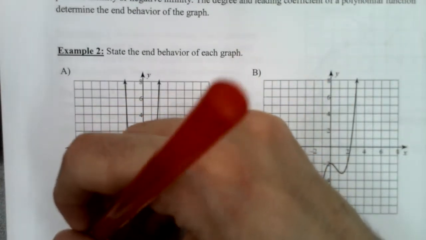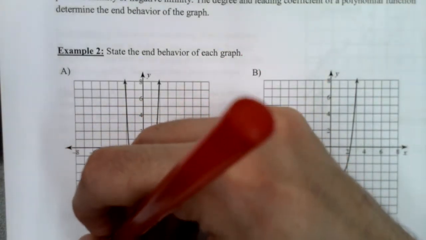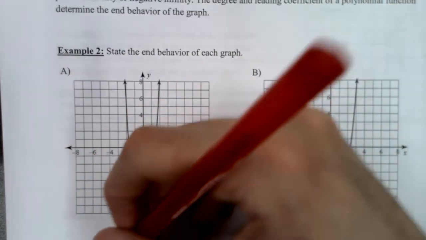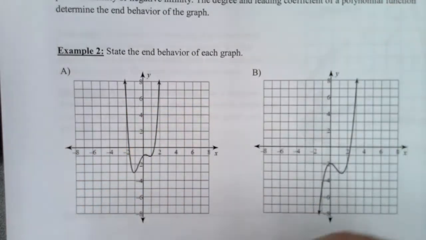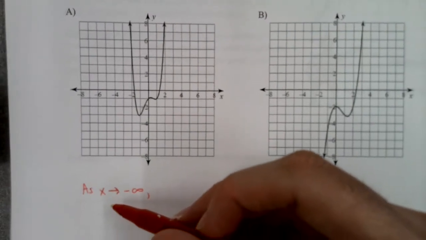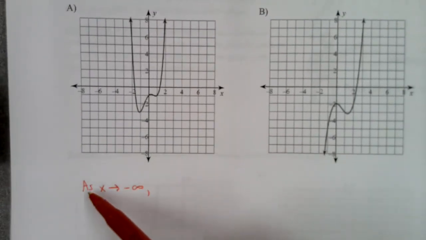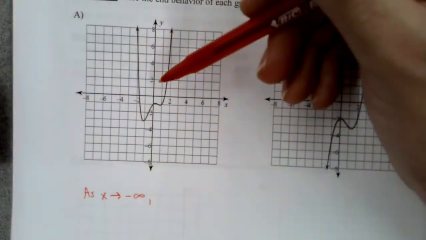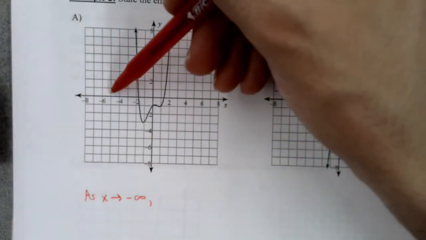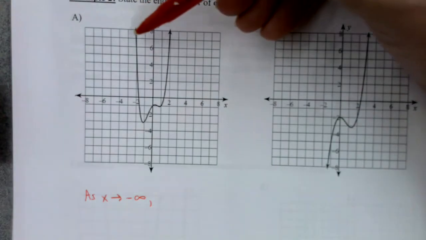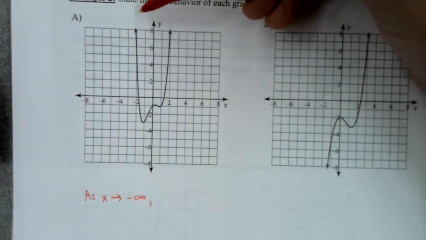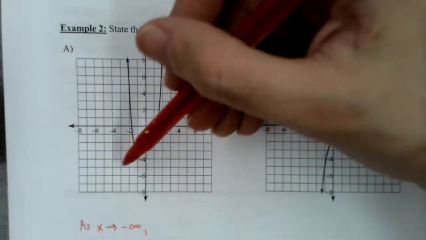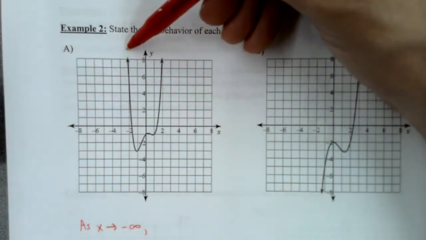What is happening as x approaches negative infinity? That's what that symbol means. That symbol right there means approaches. Okay. So what is happening as x approaches negative infinity? So as x is getting smaller and smaller, what is happening to the graph? So as x gets smaller and smaller this way, the graph is pointing up. So as x is going to get smaller to the left, the graph is going to keep going up.